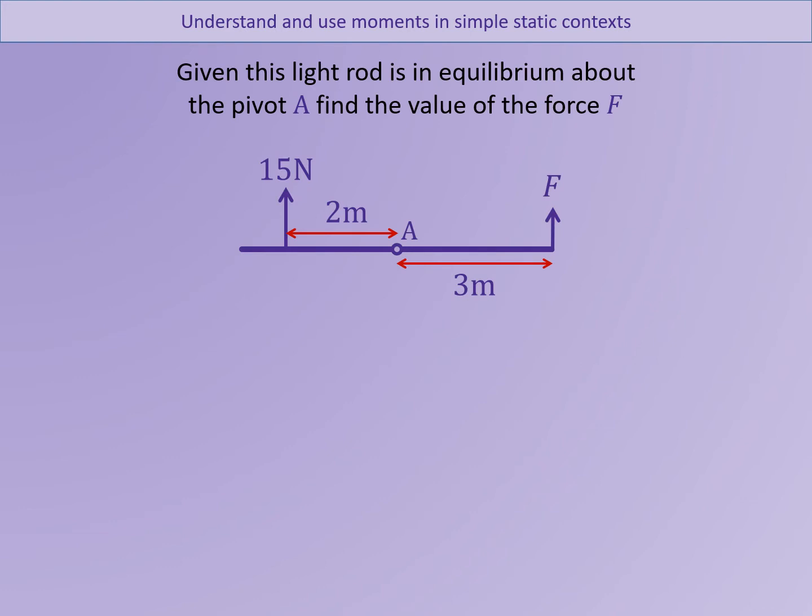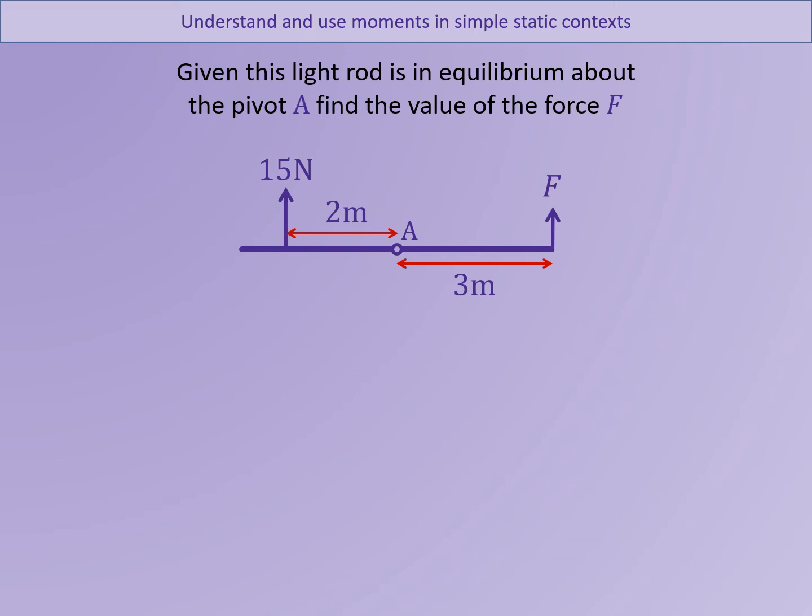Okay, so let's look at this situation then. So we've got a light rod that's in equilibrium. All right, so I'll be asking, what does it mean to be in equilibrium? What does that mean? Okay, about the pivot A. Find the value of the force. So if we've still got a light rod, we don't need to worry about its weight.